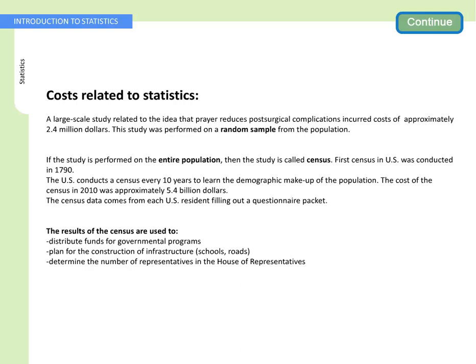The census data comes from each U.S. resident filling out a questionnaire packet. The results of the census are used to distribute funds for governmental programs, plan for the construction of infrastructure, schools, roads, determine the number of representatives in the House of Representatives.